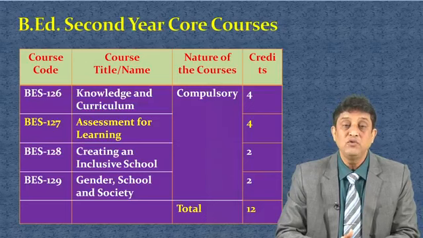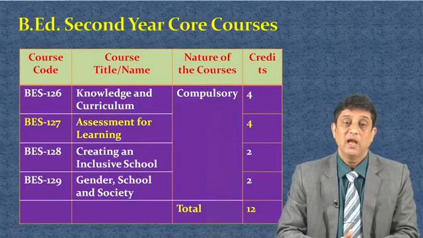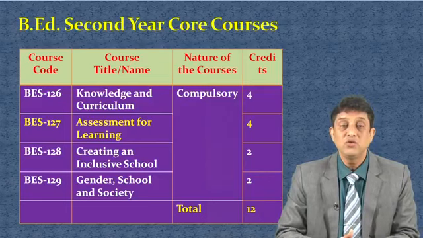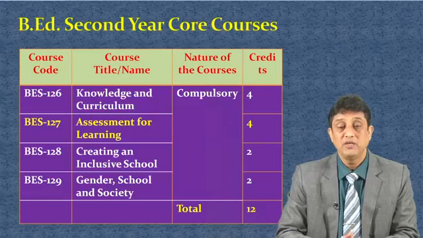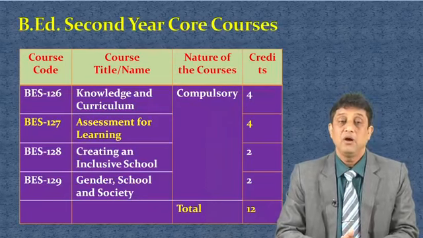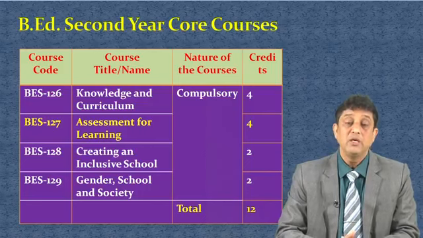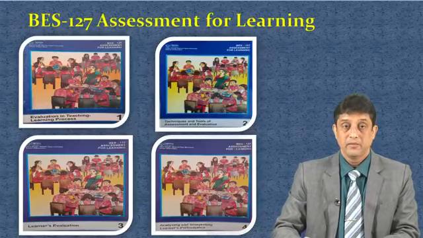Then BES-128 Creating an Inclusive School is a 2 credit course, and further you have to study BES-129, that is Gender, School and Society. This is also a 2 credit course. So in total, 16 credits of core courses you have to study in the second year of this program. And friends, now let us discuss the objectives of the second course, that is BES-127 Assessment for Learning.